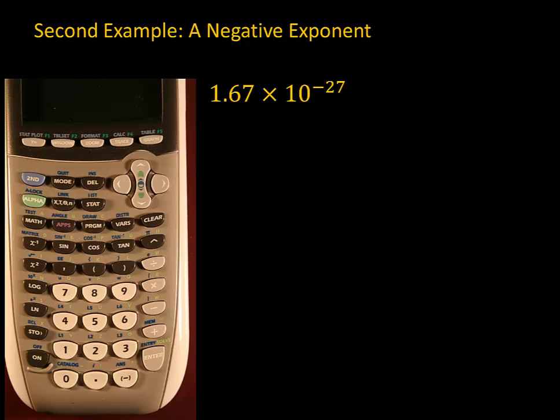This one has a negative exponent. There's an extra little trick for doing these that it's good to know. Here are our keystrokes. 1.67, second, EE. Now the next thing coming will be the exponent on the 10, but this exponent is negative.